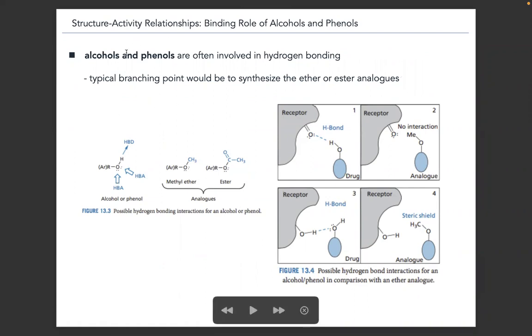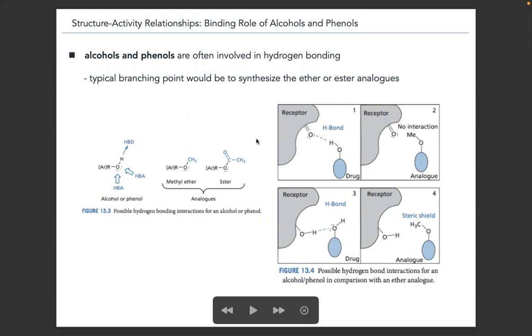So, one of the first ones, of course, is the alcohols and phenols, right? These alcohols play a huge role. You guys have seen them extensively throughout several different lectures now. And they're often involved in hydrogen bonding. And so a typical branching point would be to synthesize the ether or ester analogs.